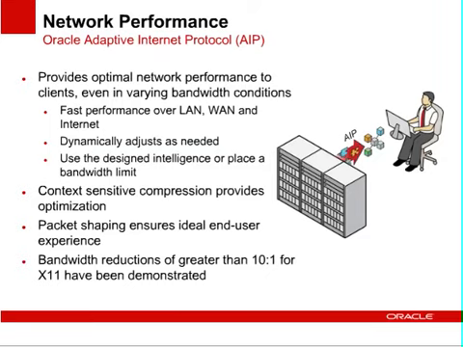So, network performance. When you decouple the applications from the client, obviously the application needs to operate and function as well as it did on the client. And to do that, for SGD, we've got our Oracle Adaptive Internet Protocol. Sometimes you'll hear it called AIP. The AIP protocol is a TCP-based protocol that is very performant over LAN and WAN connections.